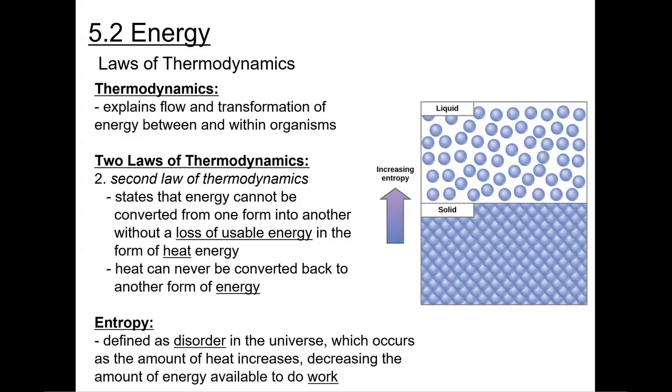Lastly, we have entropy. That is going to be defined as a disorder in the universe. That's going to occur as the amount of heat is going to increase. It decreases the amount of energy that's able to do work. So as things heat up, machines become less efficient and you lead to entropy.